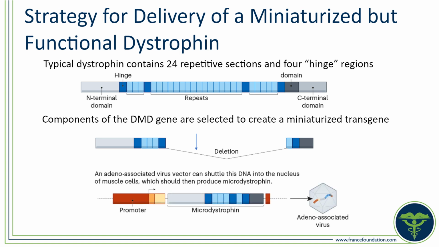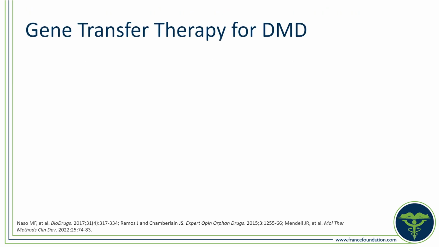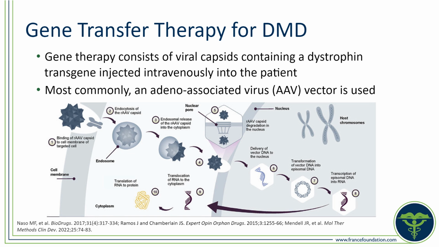An adeno-associated viral vector can then shuttle this shortened micro or mini dystrophin into the nucleus of muscle cells, which should then produce microdystrophin. Here we see a schematic of how gene transfer takes place. The gene therapy consists of viral capsids, in this case containing a dystrophin transgene, and this is injected intravenously into the patient. Most commonly, an adeno-associated viral vector is used.